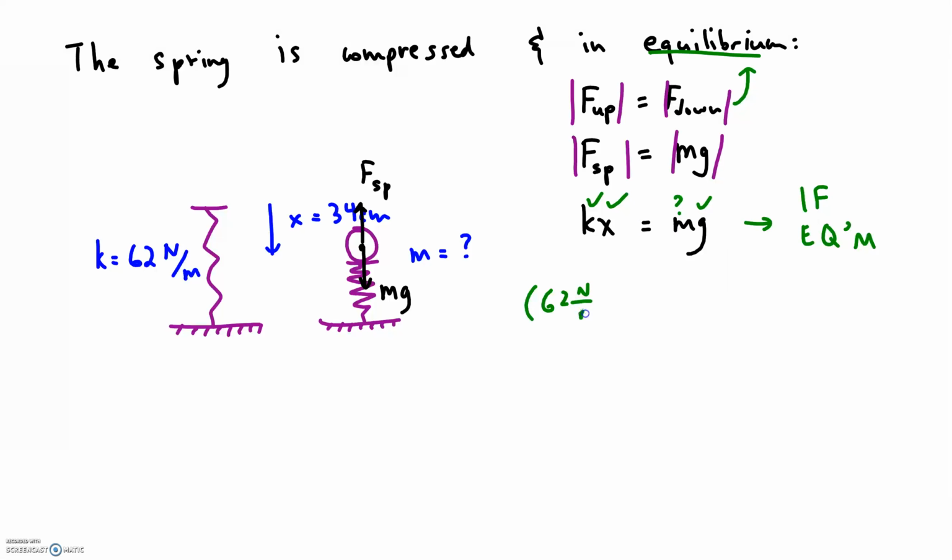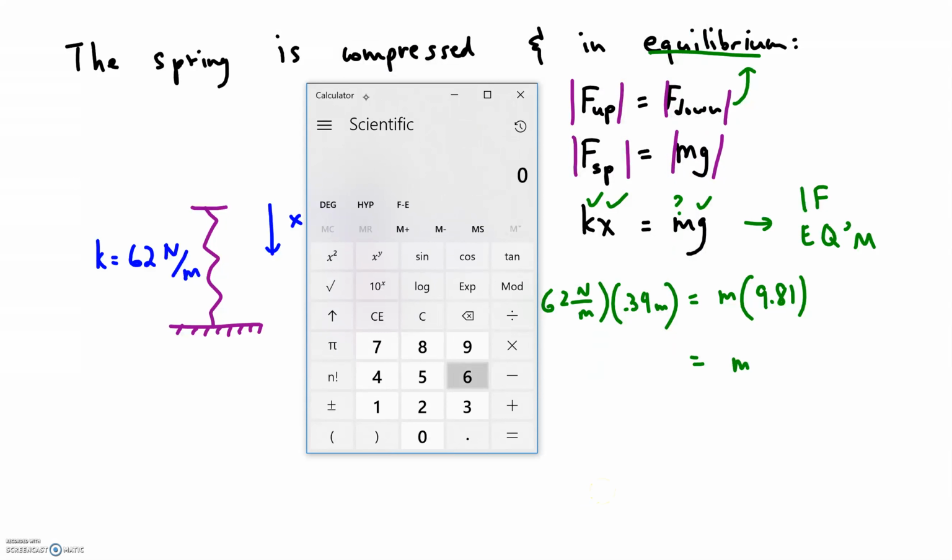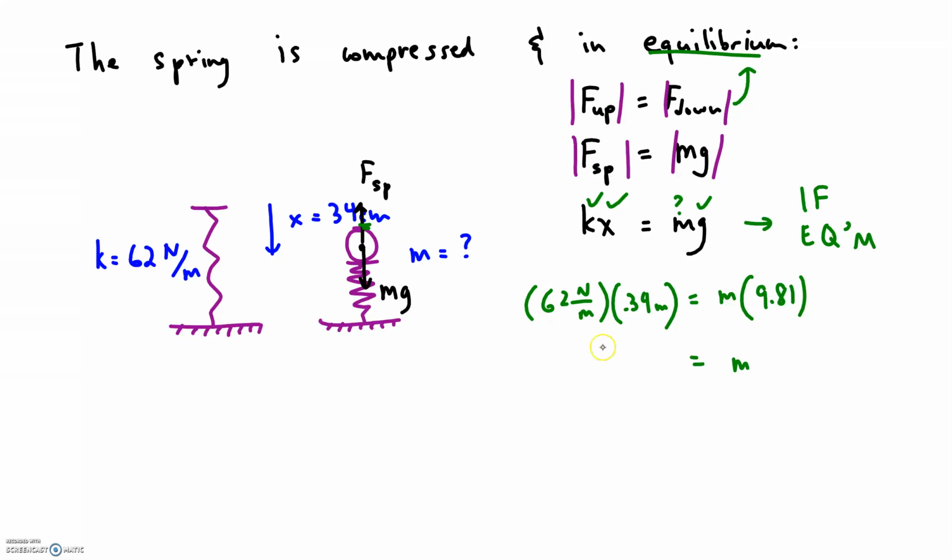k is 62 newtons per meter. x is 0.34 meters. I have to convert from centimeters. g is 9.81. And when I solve, what does this come to? 62 times 0.34 over 9.81 is 2.1. We'll leave it at 2.1. The unit here is going to be kilograms.